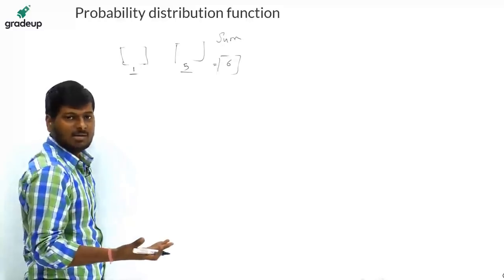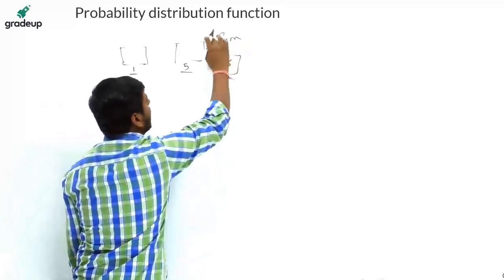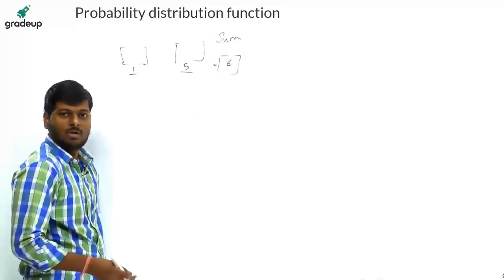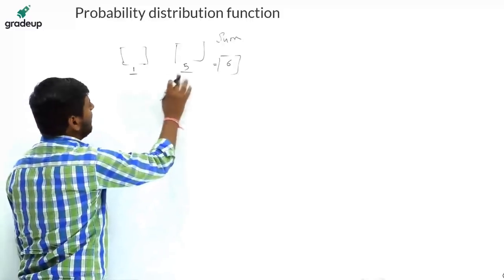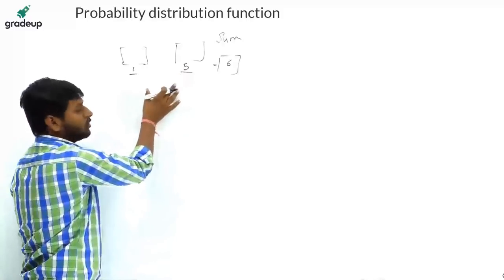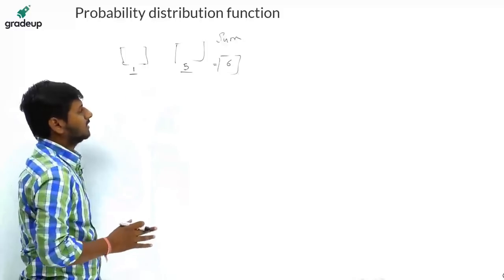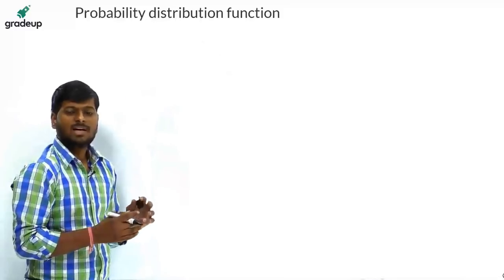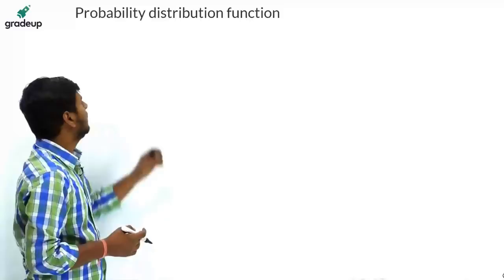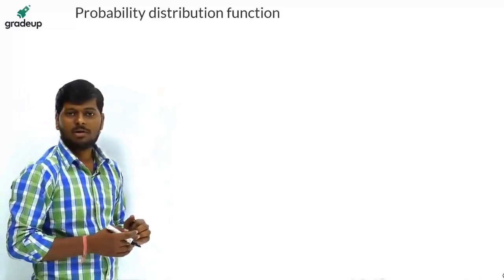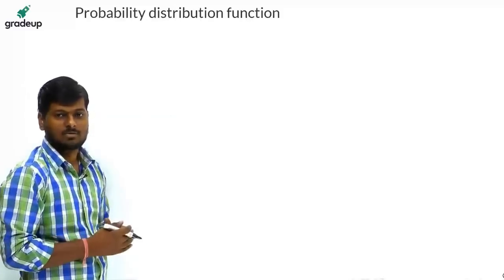What is the random variable here? Sum of two dice is a random variable, while 1 and 5 are just the outputs of the two dice. Now there are two types of distribution functions. First is continuous probability distribution function and second is discrete distribution function.